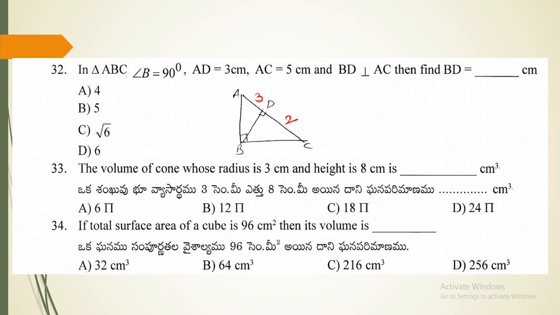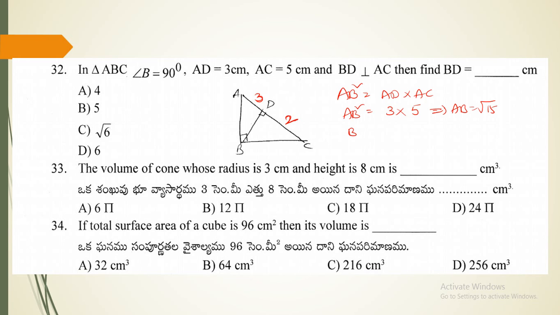So we can use the condition 1 by P square is equal to 1 by A square plus 1 by B square. That particular formula we can't apply here, right? From this, AB square can be written as AD into AC. That means AD is 3, AC is 3 plus 2, 5. So AB square is equal to this. From this, 3 5s are 15, which implies AB is equal to root 15.